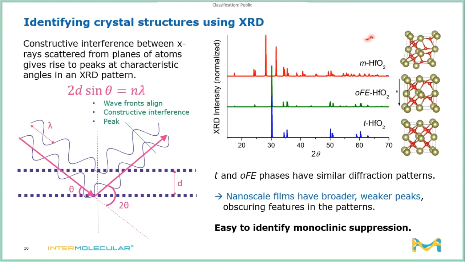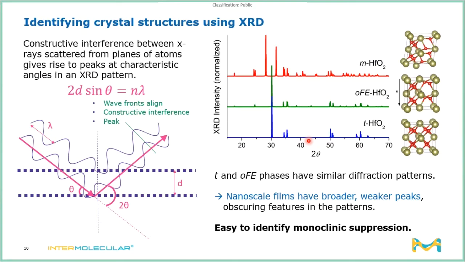So we have the 3 phases that we talked about before: ferroelectric, antiferroelectric, and monoclinic hafnium oxide. And we can see that there are some differences between the patterns that are produced by these 3 different crystal structures. It is important to note that the tetragonal and orthorhombic phases actually have similar diffraction patterns. And these would be even more similar in the case of a thin film, because nanoscale films have broader, weaker peaks, and so some of these fine features that you have out at higher angles would get smeared out.